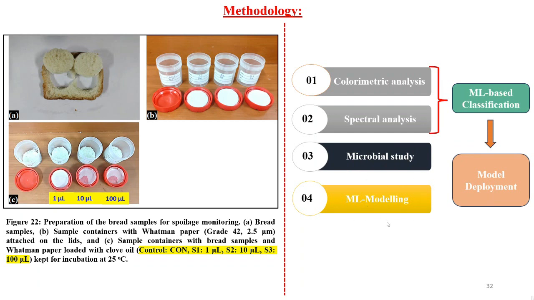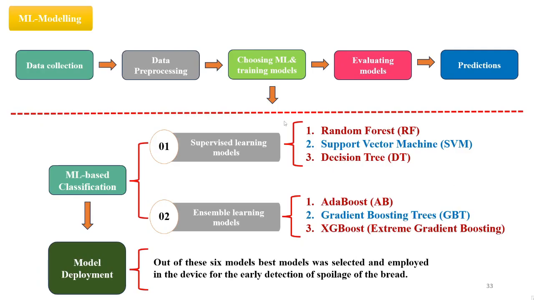We used this colorimetric and spectral data for ML based classification, and then we went for the deployment of the model. So for ML modeling, first we did the data collection, then data pre-processing, then we chose the ML and training models, then we evaluated the models, and lastly we went for the predictions.